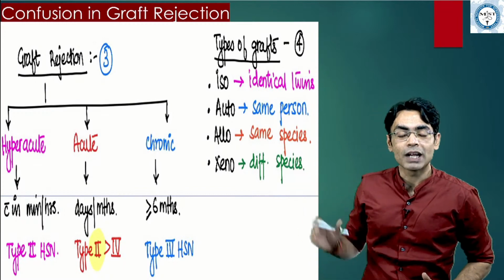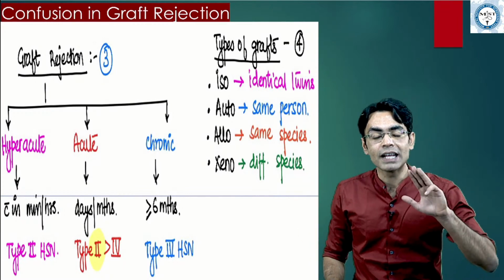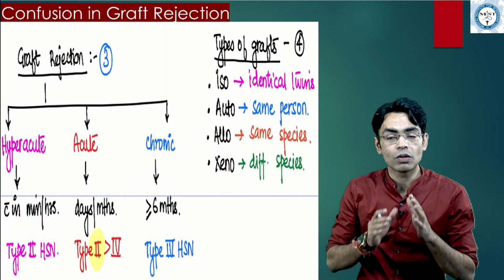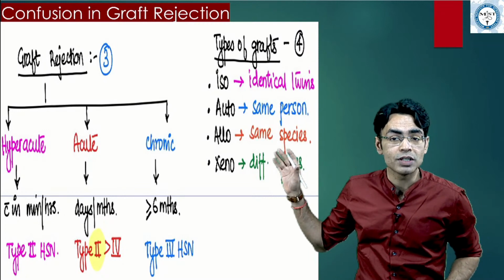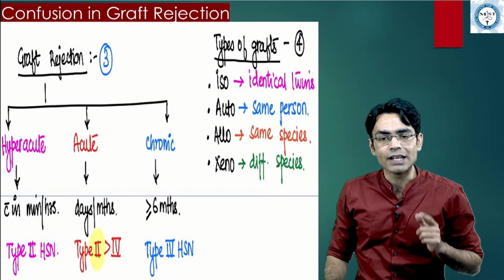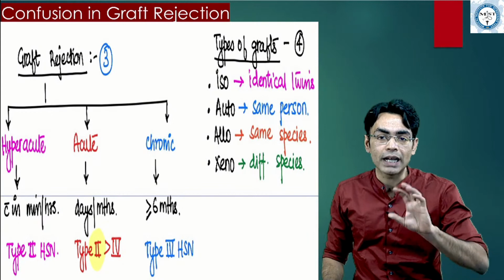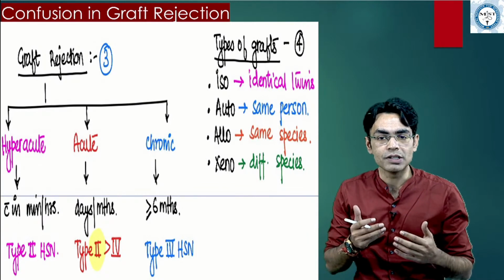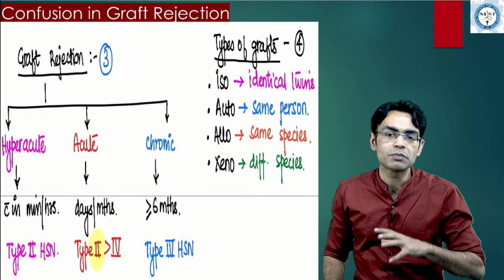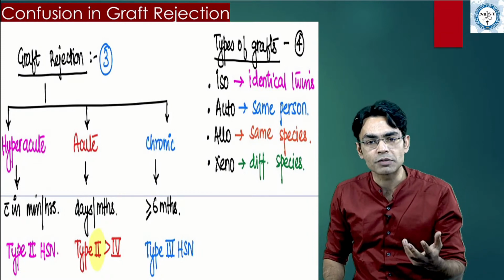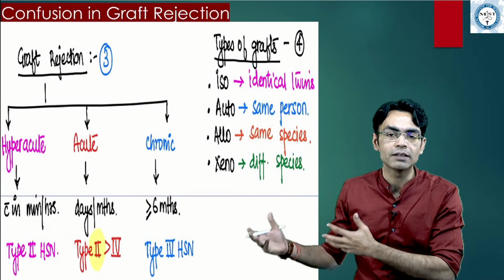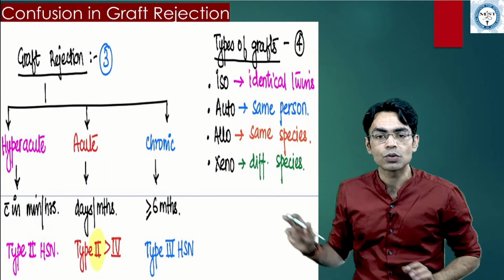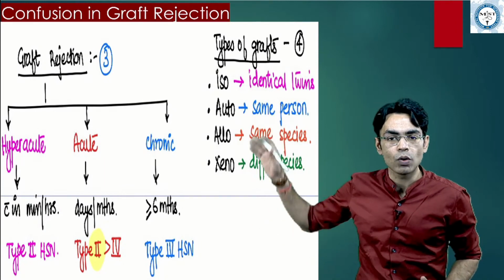So regarding graft rejection, there are three kinds of graft rejection, and there are four types of grafts. This has also been an FMGE question quite many times. Iso means a graft between identical twins. Auto means between the same person. Allo is in the same species, that means human to human. And xeno is between different species, like in valve replacement: from a cow we take the material from which we make a valve and put it in the human. So it's xeno, different species. These are the four types of graft.